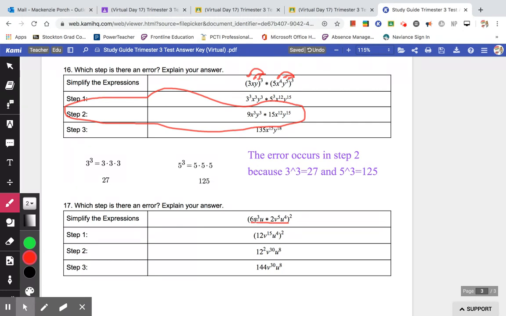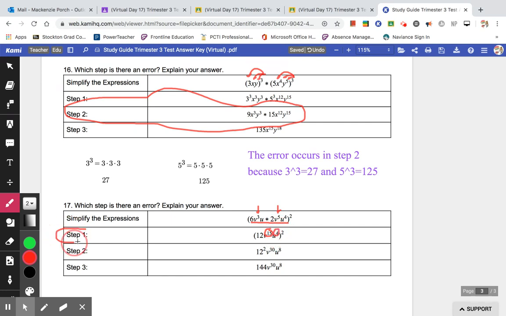And then we go ahead and combine our v's. So notice how there's 2 v's in the parentheses, so this is the product rule. So we're going to keep our base, but we're supposed to add our exponents. So when you add 3 and you add 5, you should get 8. But notice how they had 15. And then when you add the 1 on the u and the 4 on the u, you should get 5. But notice how they have 4.